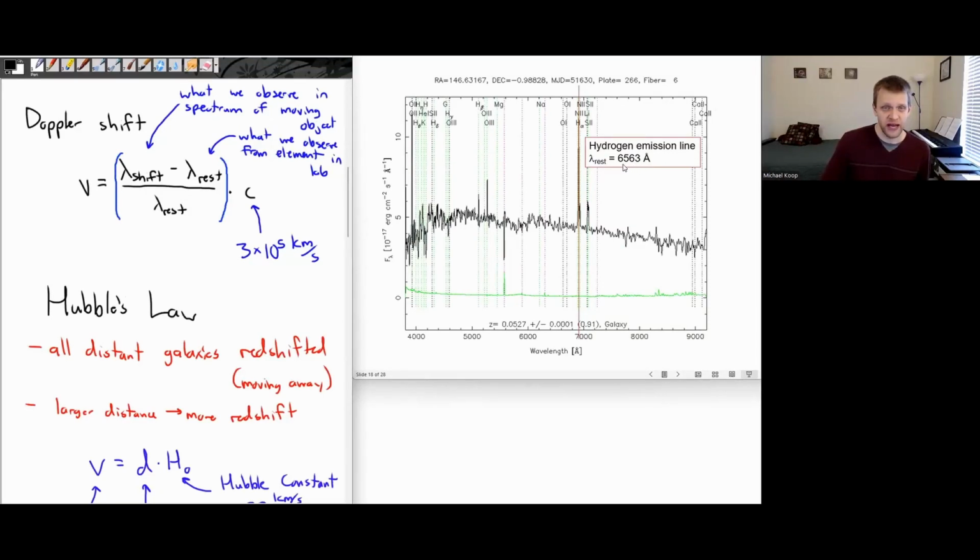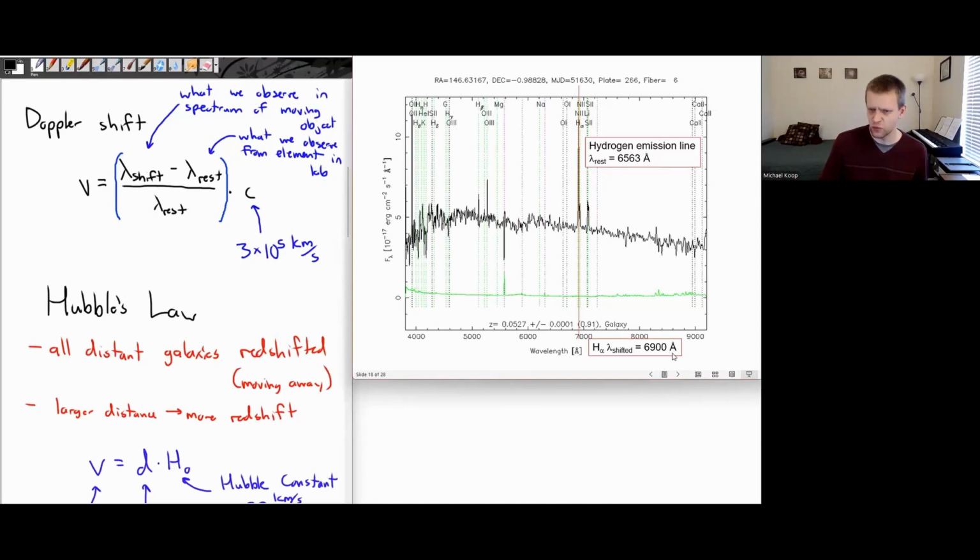I should mention, if I haven't mentioned this before, I do not expect students to memorize these rest wavelengths. They will be provided to you on homeworks or on the exam. I don't expect anyone to memorize these. But this hydrogen alpha line is showing up at 6563 angstroms. On this spectrum, it looks like it's showing up around 6900 angstroms.